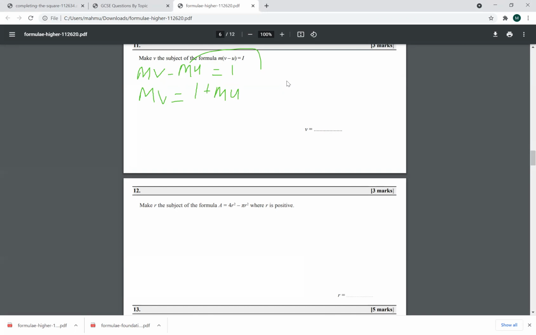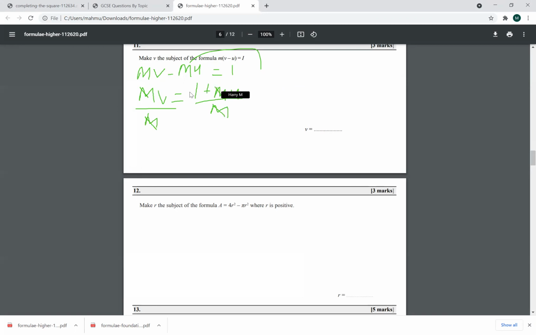Now you could easily separate the MV. So what will you do to the MV to separate it? Make V on its own. Can you cancel them out? How will you cancel it out? You can't cancel them out. Never mind, no, it's times. Now, how will you separate the MV and have V on its own? Divide it by M. Okay. So now what happens? That's it. So V equals I plus MU.